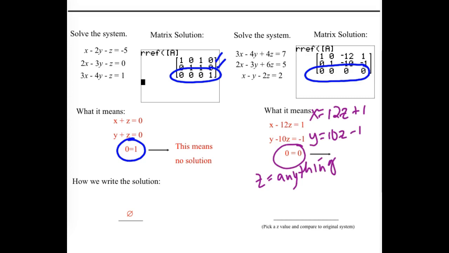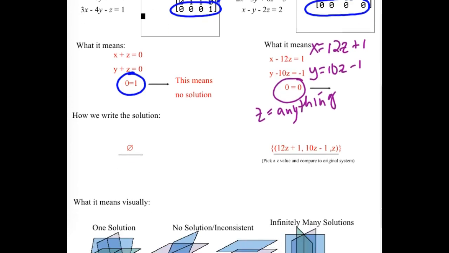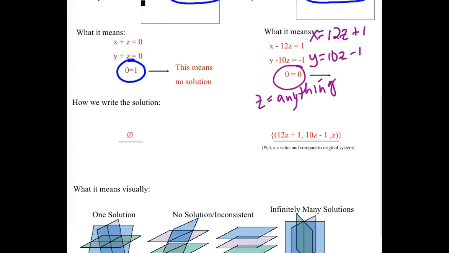Okay? So x we said was 12z plus 1. I'm going to put that where the x would go in my ordered triple. Okay? Y is equal to 10z minus 1, so that goes in the y position. And the last one is just a plain z because z can be anything. So when you get an infinite number of solutions, you're going to have an ordered triple like this that just has variables in it or expressions with that variable. Everything should be in terms of z because we said z can be anything.